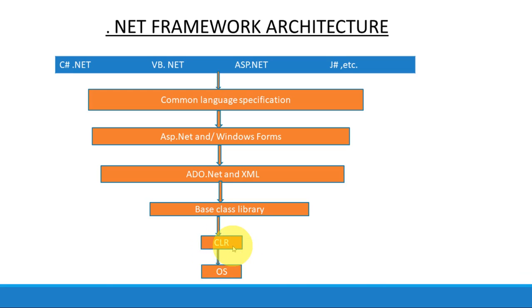This CLR also helps in memory management, that is, it allocates or deallocates memory. Then it acts as a class loader. If we are developing a program and we want to make use of inbuilt classes, then CLR loads these classes into the RAM. After that, the code is transferred to your operating system. So all these languages supported by .NET are integrated into one, that is Visual Studio.